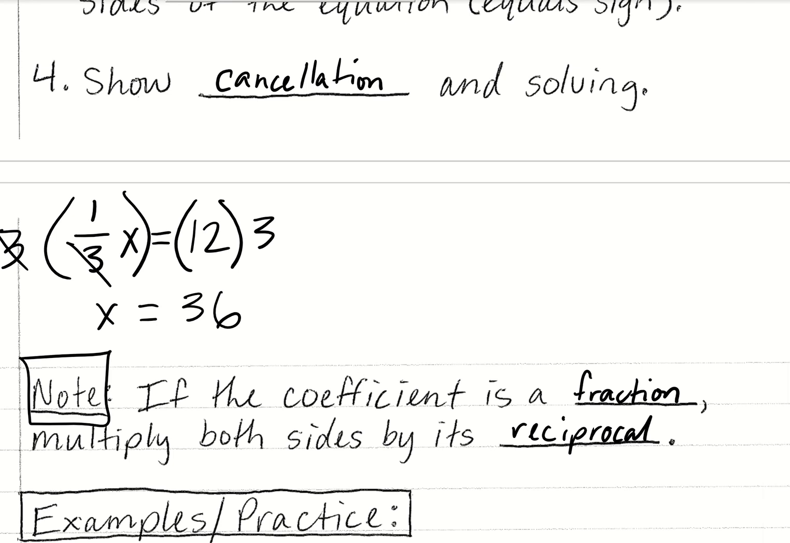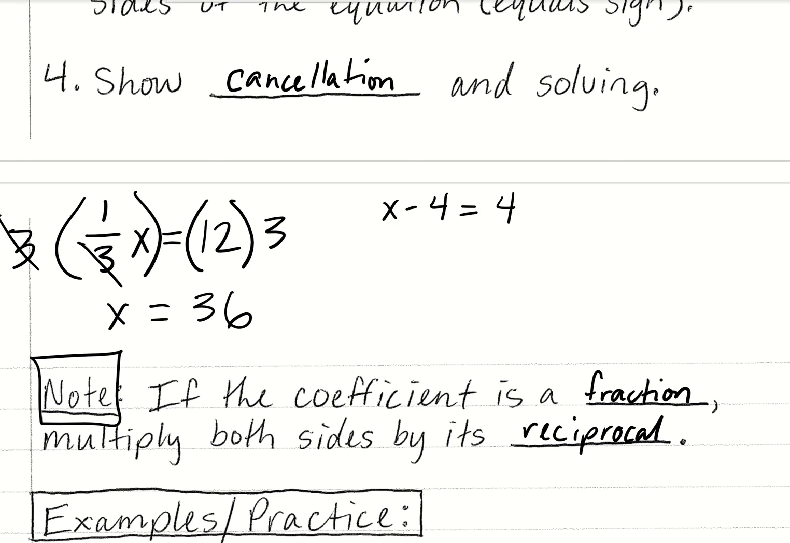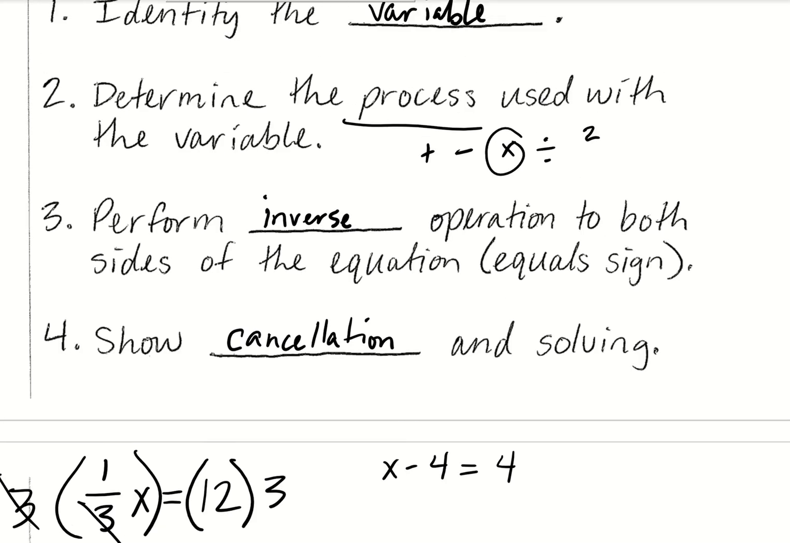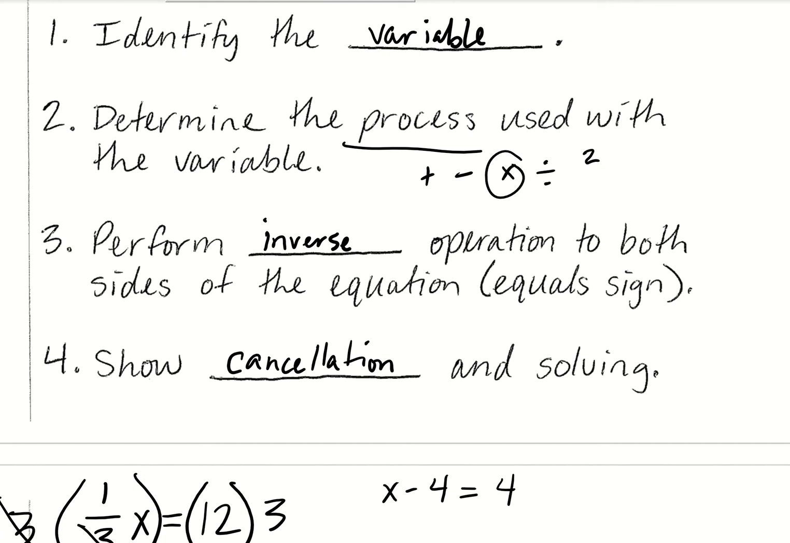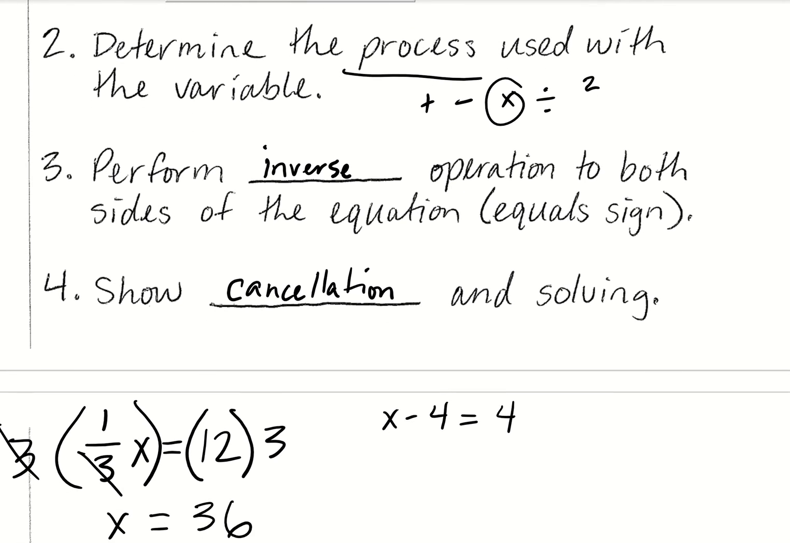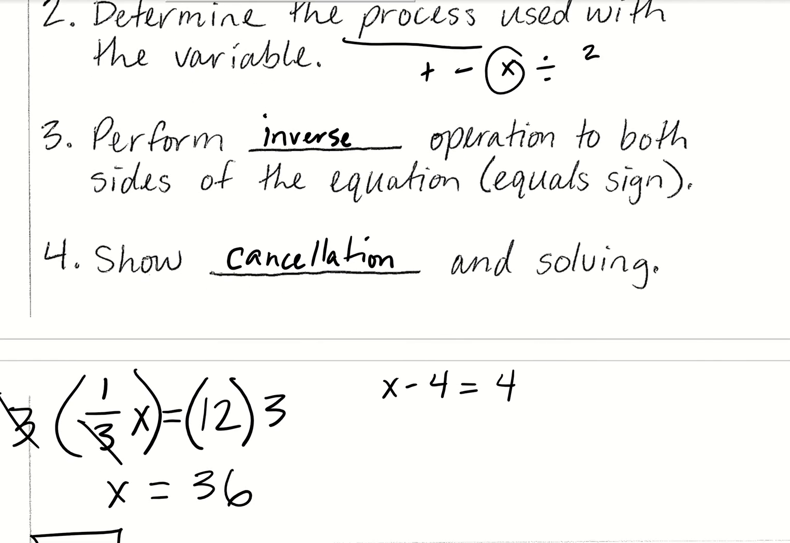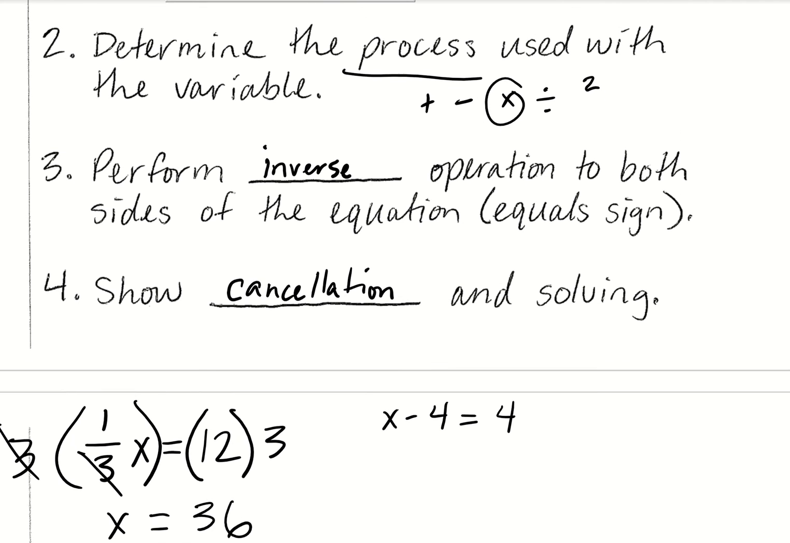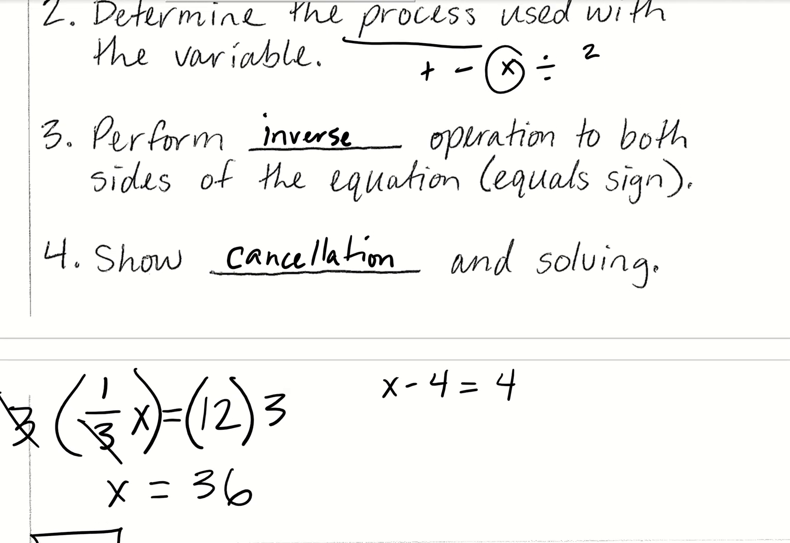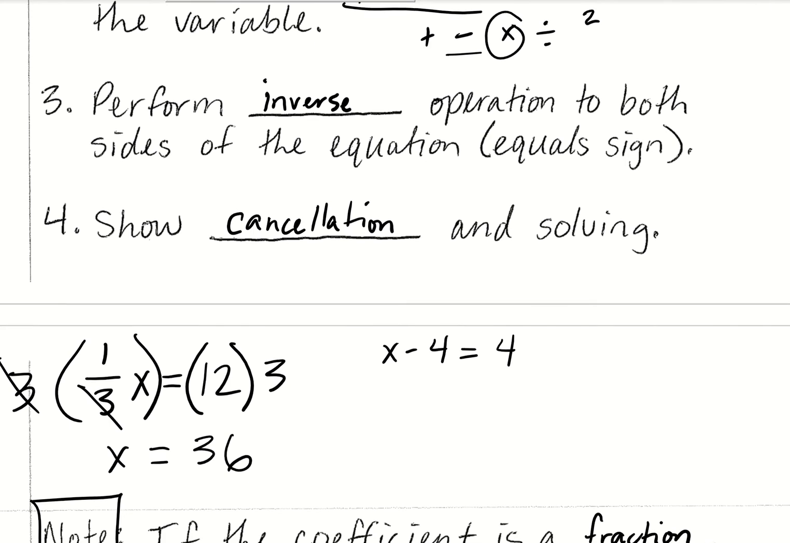All right, so we're going to do another quick example. This time it's not going to have a fraction. We're going to do x minus 4 equals 4. Step 1, identify the variable. Again, it's x. Step 2, determine the process used with the variable. This time we've got subtraction. You have that x minus 4, so subtraction is the process being used with the variable.